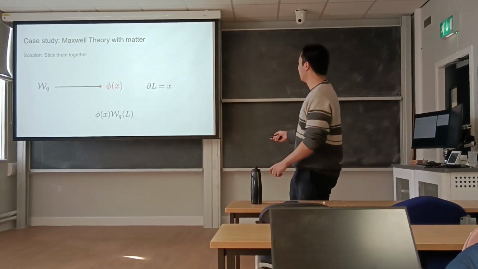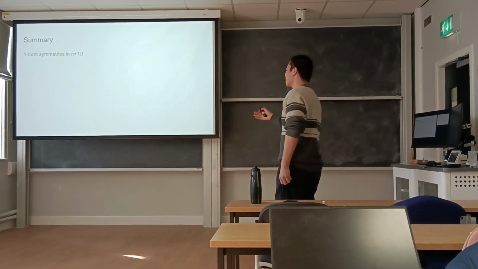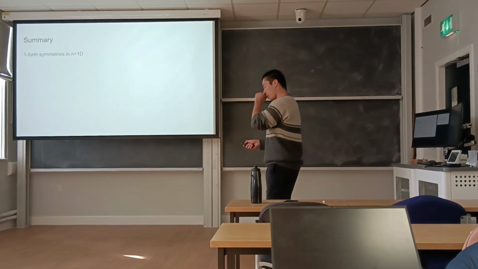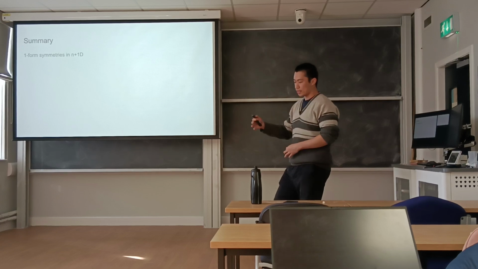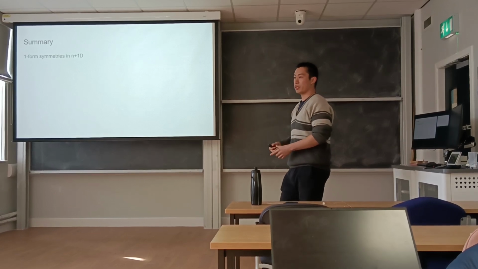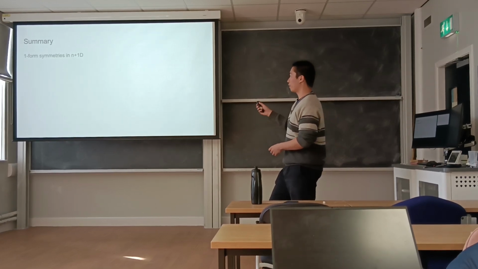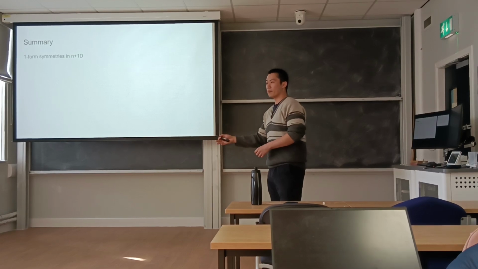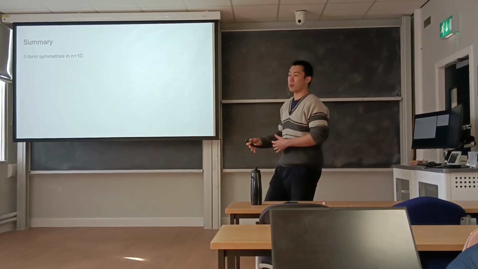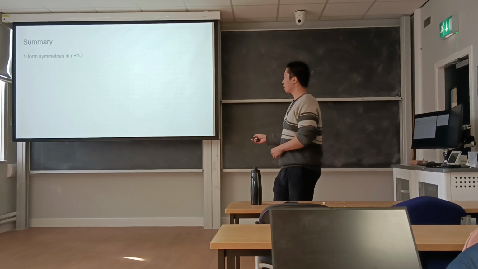So, a summary of what we covered today: we tried to understand higher form symmetries better by examining first one form symmetries in n plus 1 dimensions. And of course, this generalizes to n form, but here today we just looked at the simplest case of a one form symmetry. So thank you.